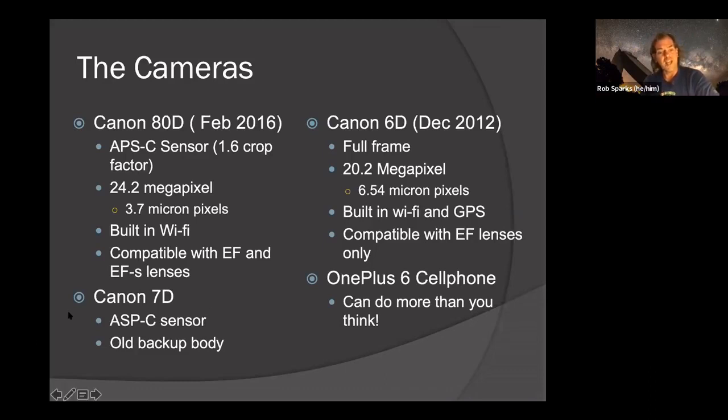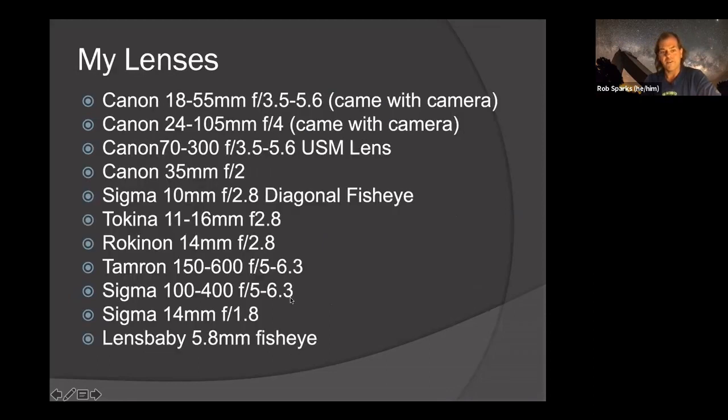Of course, I have an old Canon 7D my father gave me when he decided he didn't want it anymore. I use it as a backup if I want to do 3 cameras at once. And occasionally I pull out my cell phone, which can do more than you think. Even an old OnePlus 6, a 3-year-old cell phone, can actually get Milky Way shots and things like that, believe it or not. So it can do a little bit more than you might think of a cell phone.